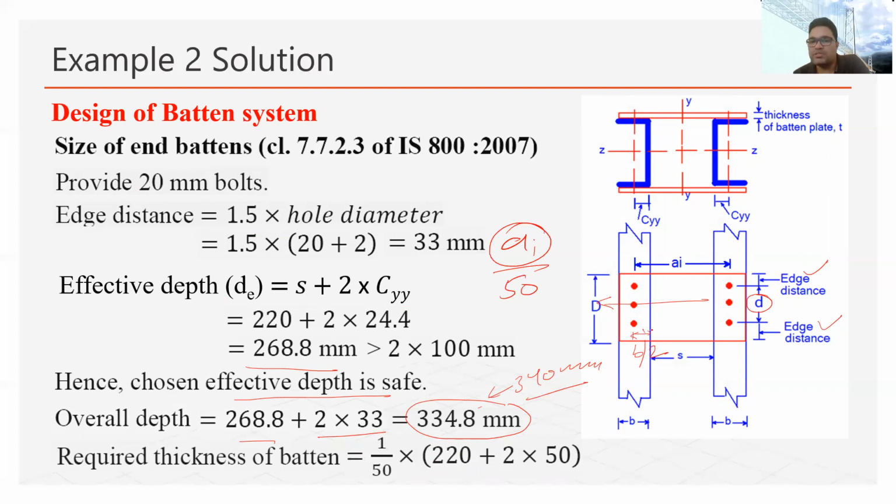So B by 2 from this end, B by 2 from this end. So AI will become S plus B. So this is the S value plus 2 into B by 2. So this is how we find out the required thickness, which is 6.4 mm. It means the minimum thickness which we need to provide for the batten system will be 6.4, so we can provide higher than that.